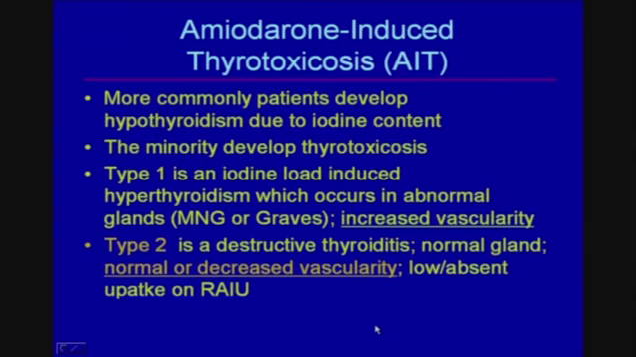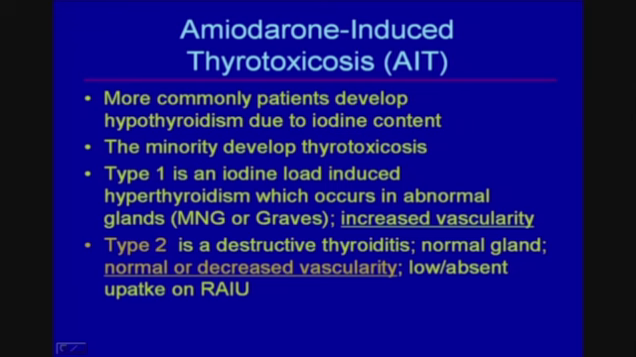One thing that ultrasound can have an important role in is in patients who are being treated with amiodarone for cardiac disease who become thyrotoxic. And they can become thyrotoxic for one of two reasons. It's relatively uncommon. Type 1 is when the iodine load induces a hyperthyroidism with increased vascularity. And usually this is in the setting of underlying disease, such as already having a multinodular goiter or Graves' disease.